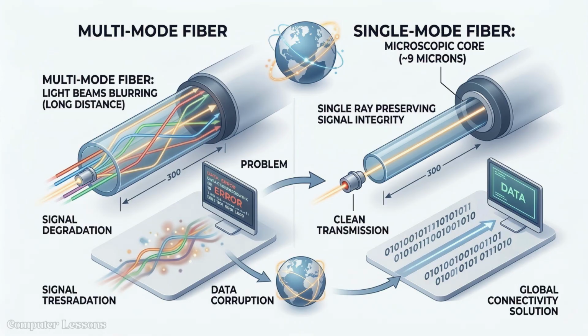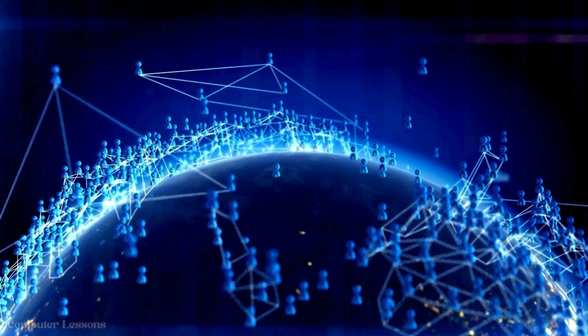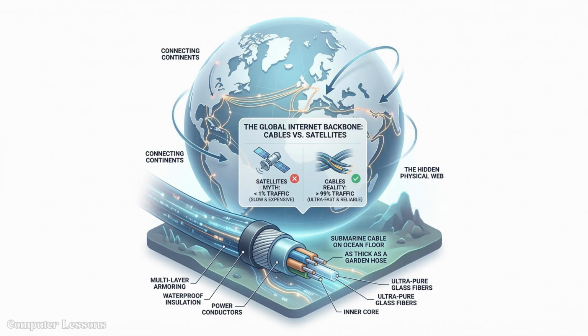This is where single-mode fiber becomes essential. It has a core so microscopically thin, about 9 microns, that only a single ray of light can travel through it directly down the center. Because the light travels in a straight line without bouncing, there is almost no signal degradation. Single-mode fiber uses high-powered lasers instead of LEDs and can carry data for dozens of kilometers before needing amplification. This is the technology used to connect cities, countries, and continents.